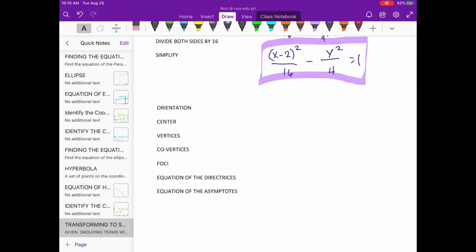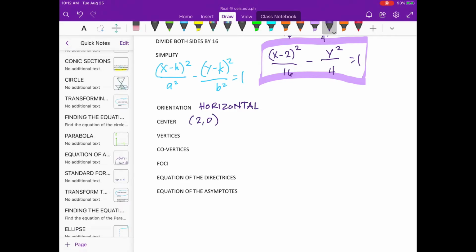From the obtained standard form, we can determine the following. So we can use this formula. The hyperbola is horizontally oriented. And our center is at (2, 0). For vertices and co-vertices, we need to solve for a and b.